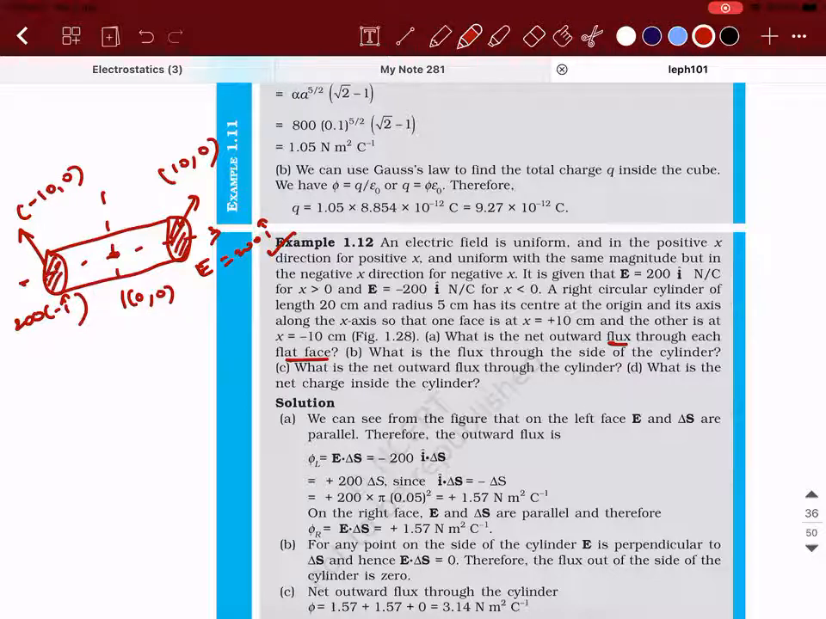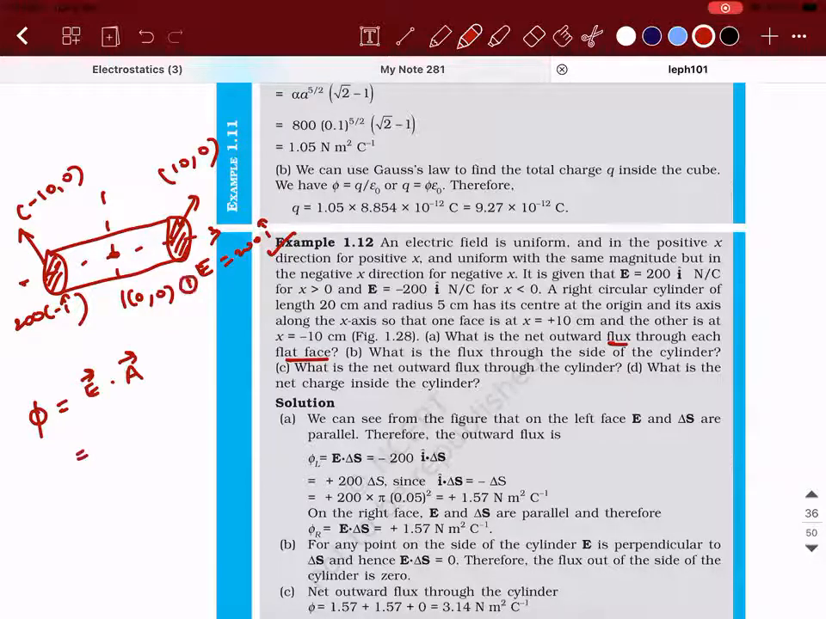So what is it we need to calculate? For you to calculate flux, what are all the required parameters? You need to know the electric field and the area vector. So what is flux equal to? E vector dot A vector. So what is E vector for the right hand side?